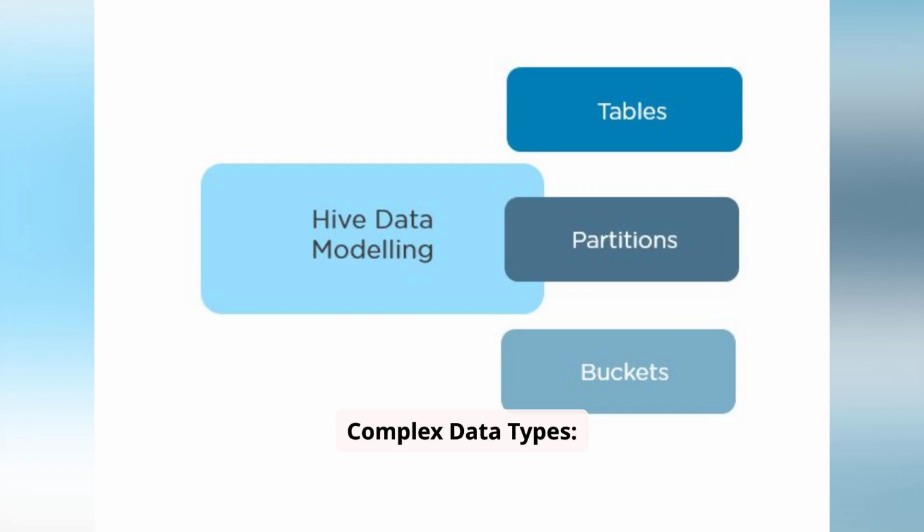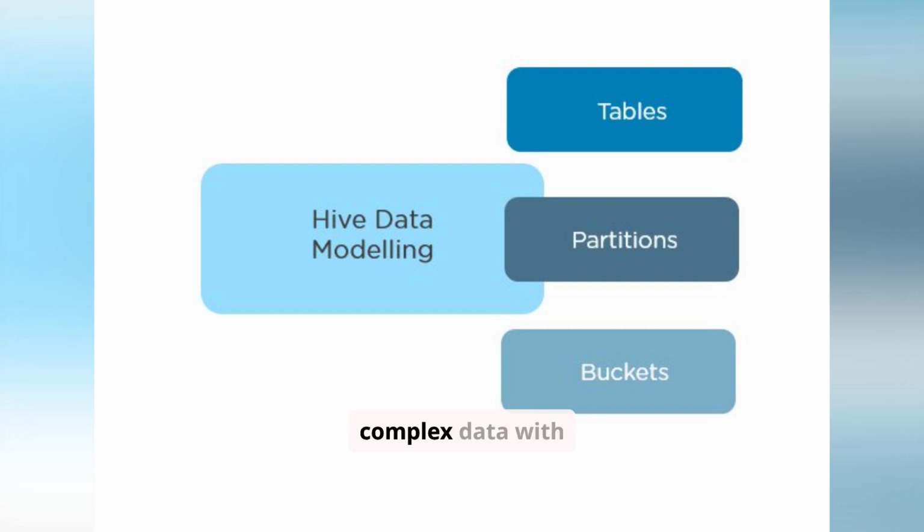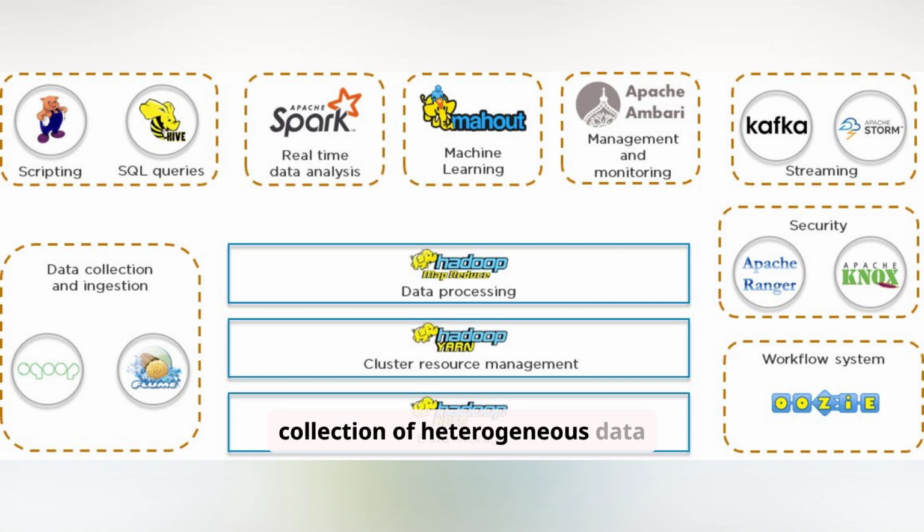Complex data types. Arrays, a collection of the same entities. The syntax is array<data type>. Maps, a collection of key value pairs, and the syntax is map<primitive type, data type>. Structs, a collection of complex data with comments. Syntax: struct<col name : data type [COMMENT col comment]>. Unions, a collection of heterogeneous data types. Syntax: uniontype<data type, data type>.